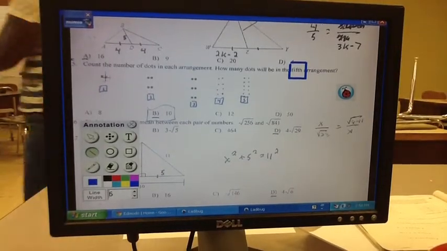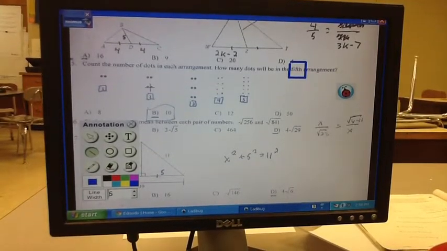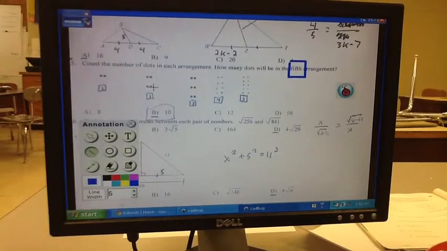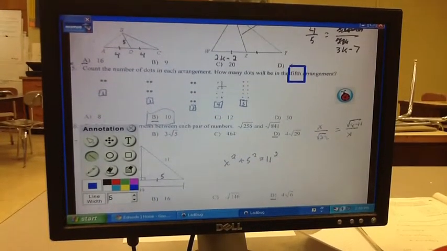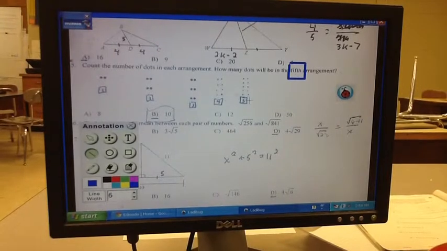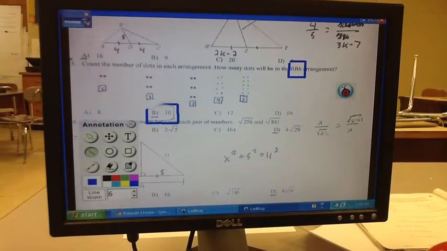So obviously in the first section you've got 2 dots. The second section is 4. We're just adding a section of 2 dots each time. There's the third. There's the fourth with 8 dots. So we're looking for the fifth. If we count the fifth, that's 10 dots. You know it with that 10.